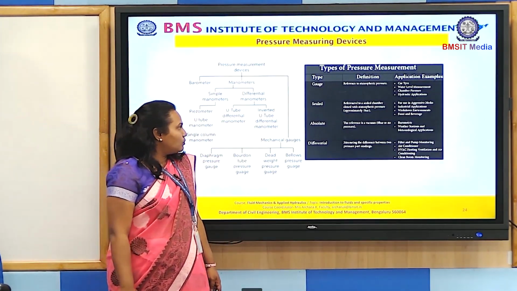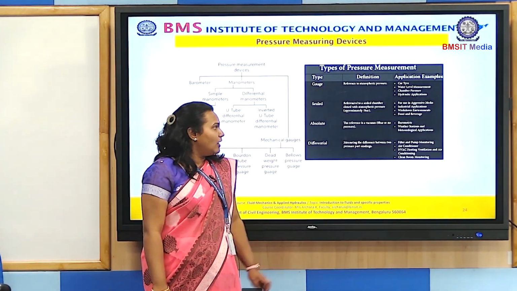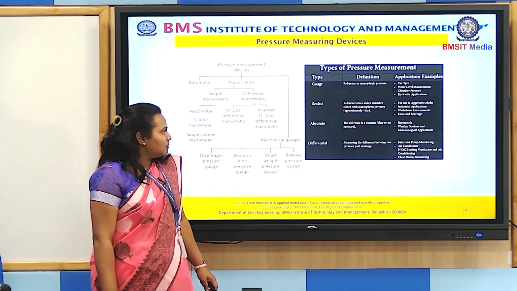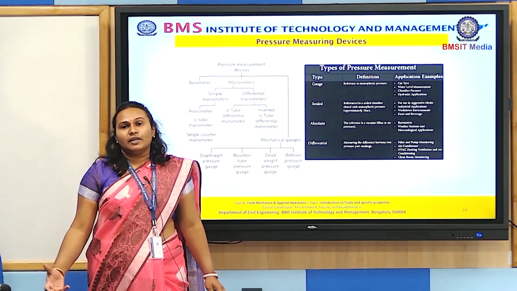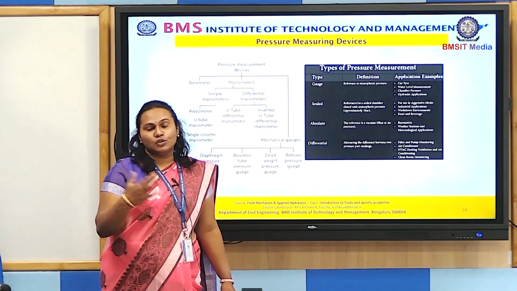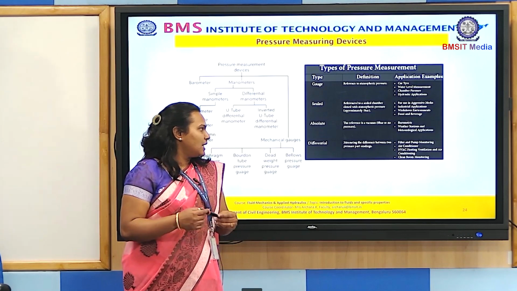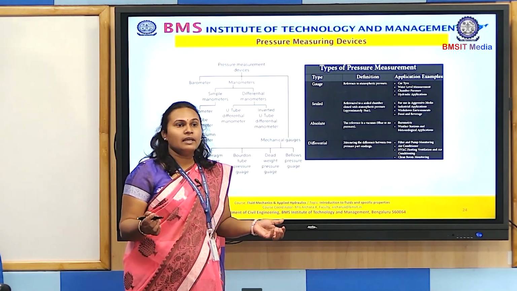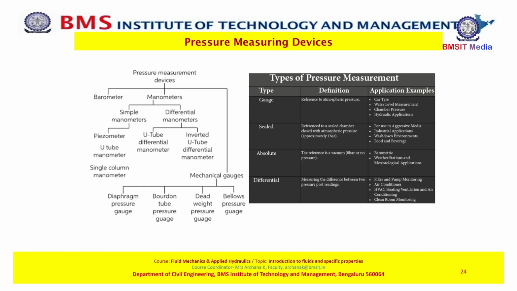And then to measure the absolute pressure or the vacuum pressure, you have a barometer, and we have differential manometers which can provide you the readings between two different points. So if you want to measure the pressure in an air conditioner, cooling, especially for gases, then you'll go for a differential pressure device.